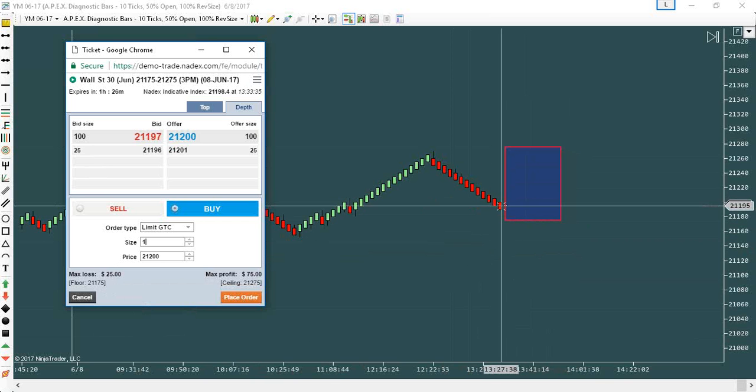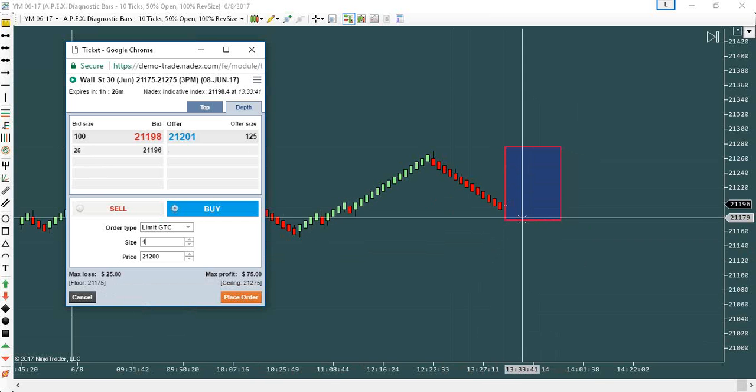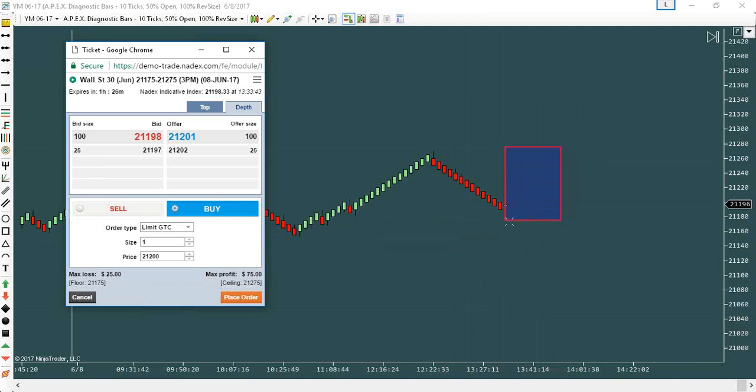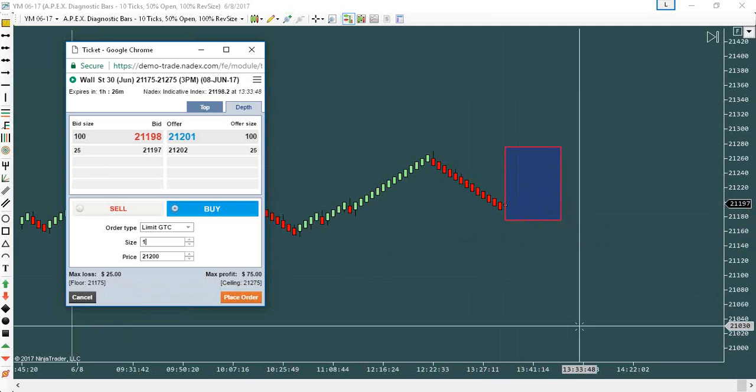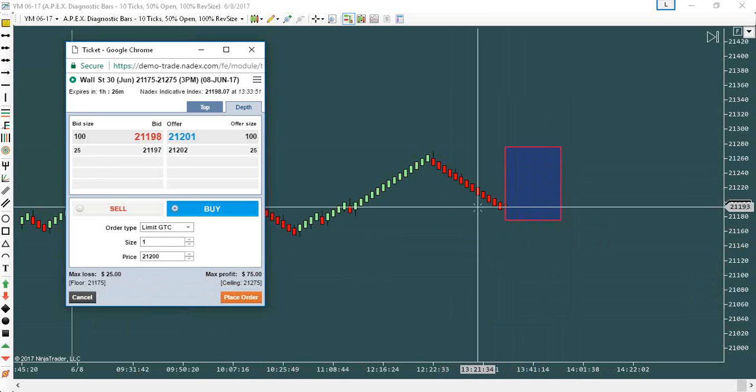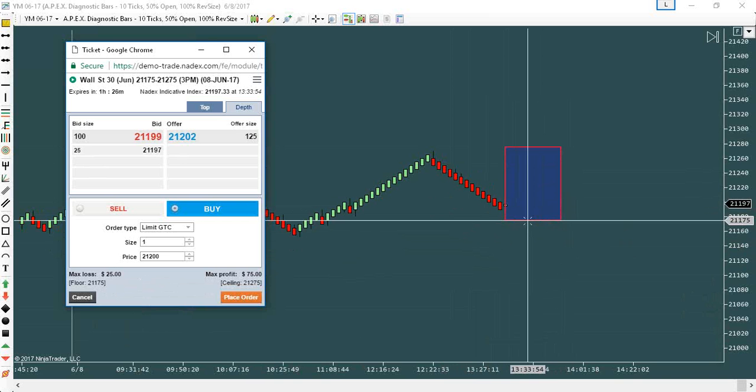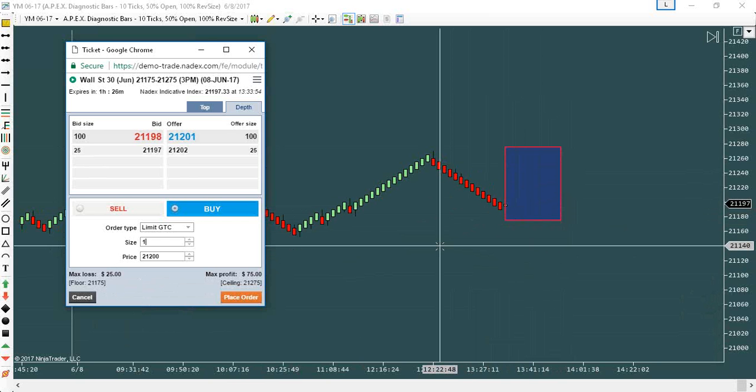Or if I bought it right here and the market goes down 25 ticks, then I'm going to get 0 back. If I bought it right here and the market went down 225, I'm still only going to get 0 back because I don't lose any below there. Okay? So, does that make sense?